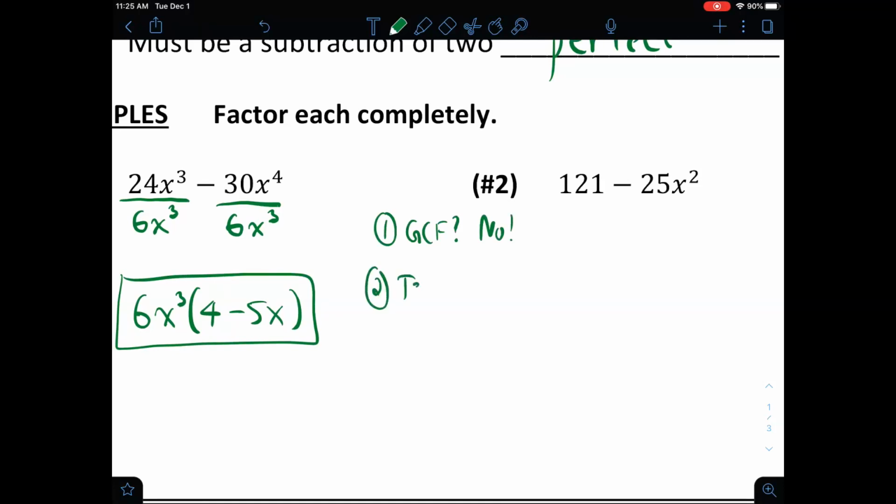Second step is how many terms? We have 2 terms. Terms are everything divided by a subtraction or addition symbol. So we have 1 term here, 1 term here. So we have 2 terms. Now, third step is to check on the factor flowchart if it's a difference of squares.